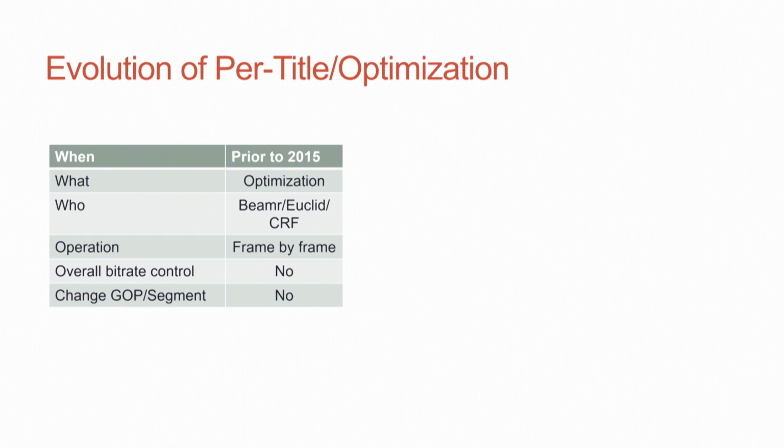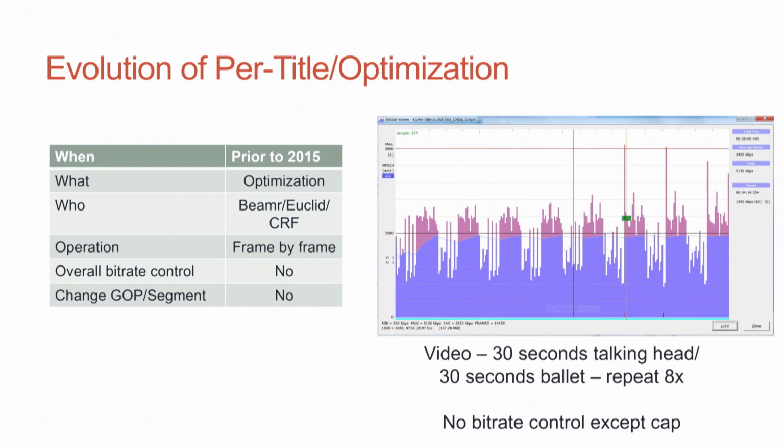And let's look at the evolution of per title optimization. So prior to, who here has heard of a company called Beamer? So Beamer, they'd be happy about that. Good name recognition. Beamer sells what's called optimization. So what optimization is the ability to look at each video on a frame-by-frame basis and adjust the data rate upwards or downwards based upon the encoding complexity of that video.